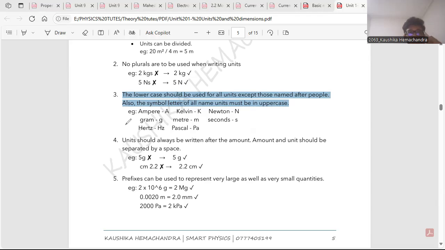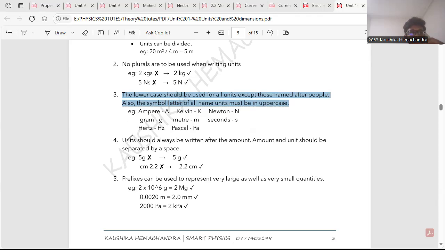First letter should be uppercase. But all other scientifically named units such as grams, meters, seconds, all the units not named after people, are written in simple letters. Okay? You already know that.